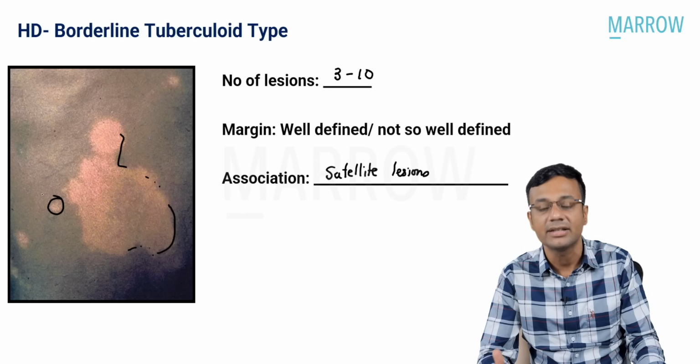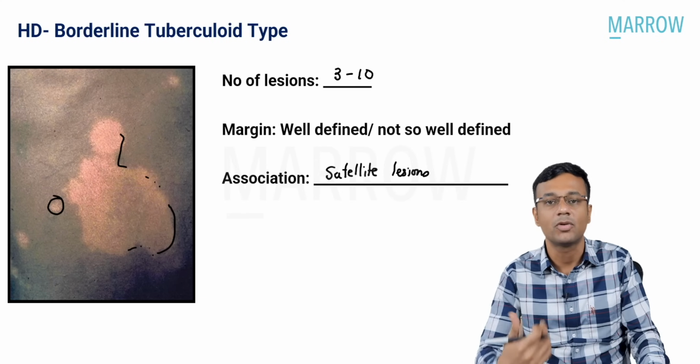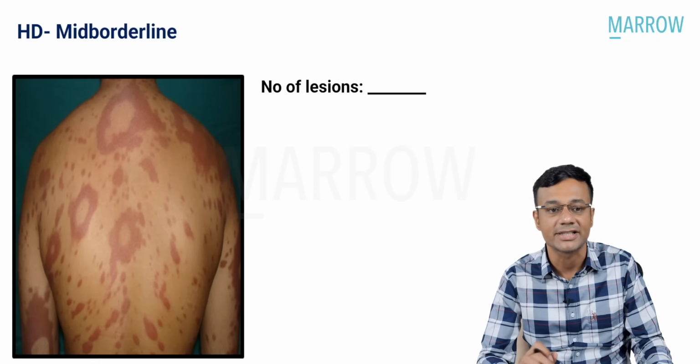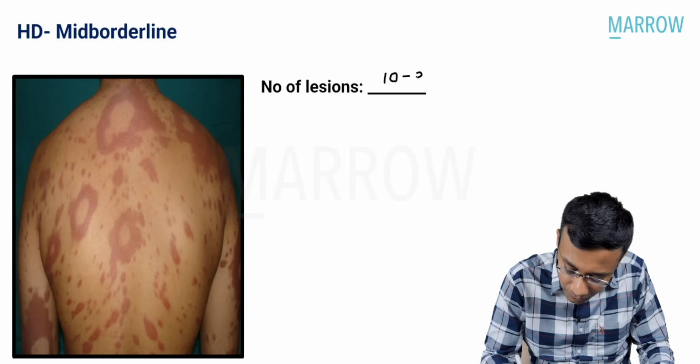Adjacent to the main lesion, the bacteria now tries to move out of the boundary which was set in TT, and you get small peripheral lesions called satellite lesions. You go to BB leprosy, it's a very, very unstable form. You get around 10 to 30 skin lesions. This is the most unstable form of leprosy.